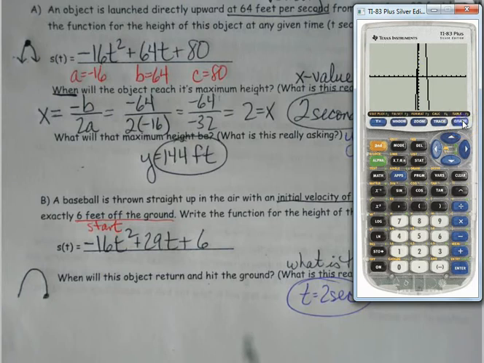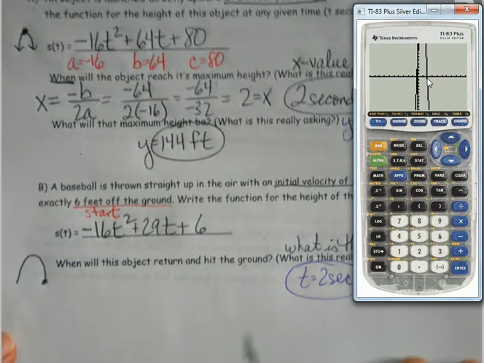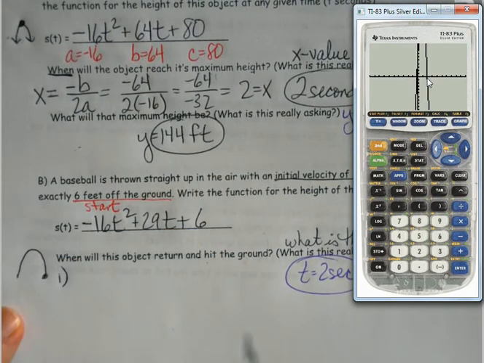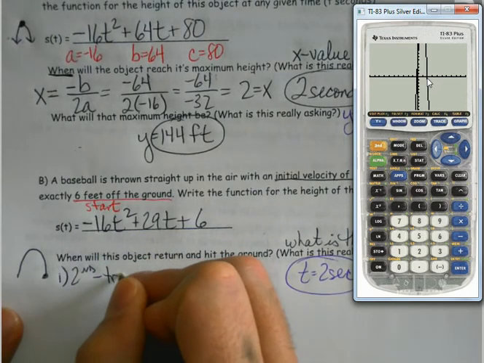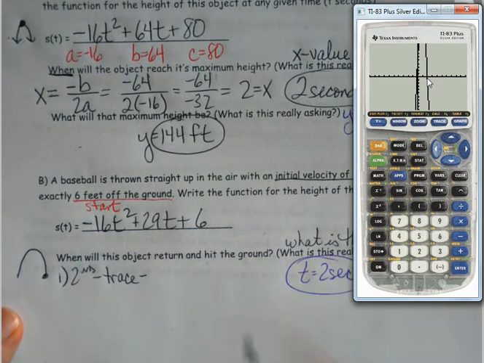So if I go back to the graph, I can see it crosses the x-axis right here. I see it, I want to know for sure what it is. So here's how this works. Just going to do a mini process here. We're going to hit second, and then trace.